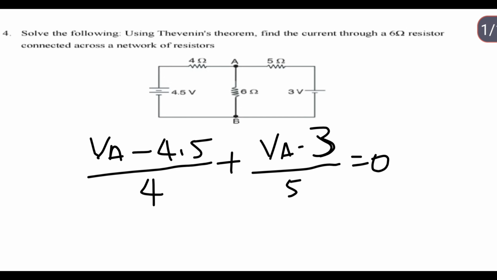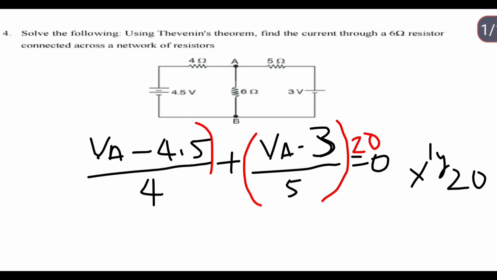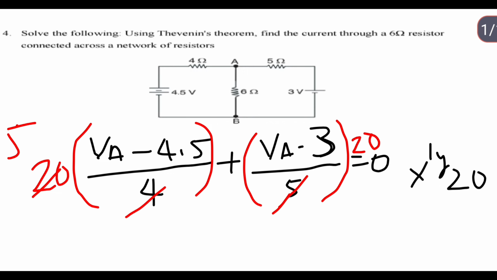Now we have to modify the equation. I am going to multiply 20 on both sides. If I multiply by 20, the 4 becomes 5 and the 5 becomes 4. So I'll write the final equation here.